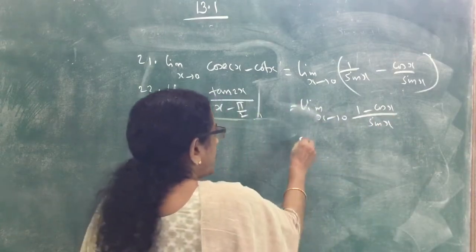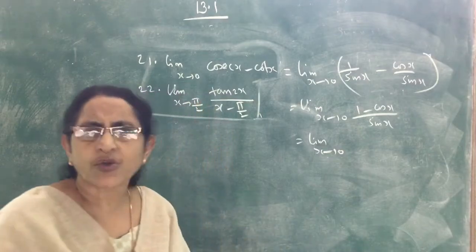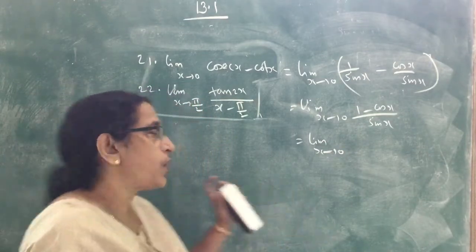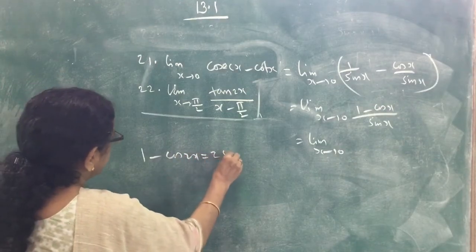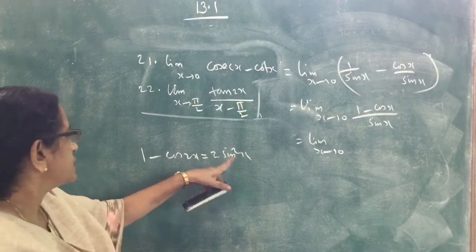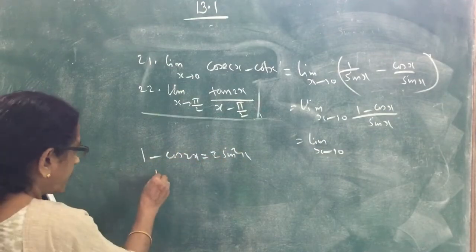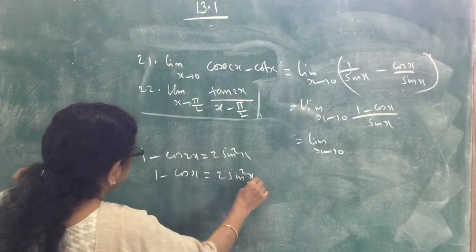That is equal to limit x tends to 0. For 1 minus cos x, we can apply the formula. We know 1 minus cos 2x equals 2 sin square x. Therefore 1 minus cos x equals 2 sin square x by 2.